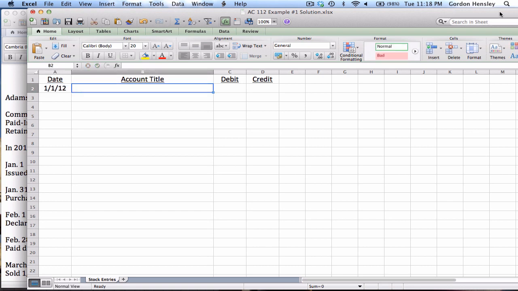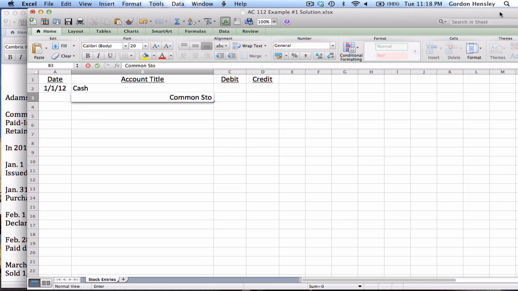Now, in this case, we sold some stock. Anytime we sell stock, we're going to be receiving money. So that means we can debit cash, because cash is an asset, and I want the value of cash to be increased. And because I'm selling common stock, I'm going to credit common stock. Remember, with all equity components, the account behavior is debit negative, credit positive. So by crediting stock, that's positive for stock.